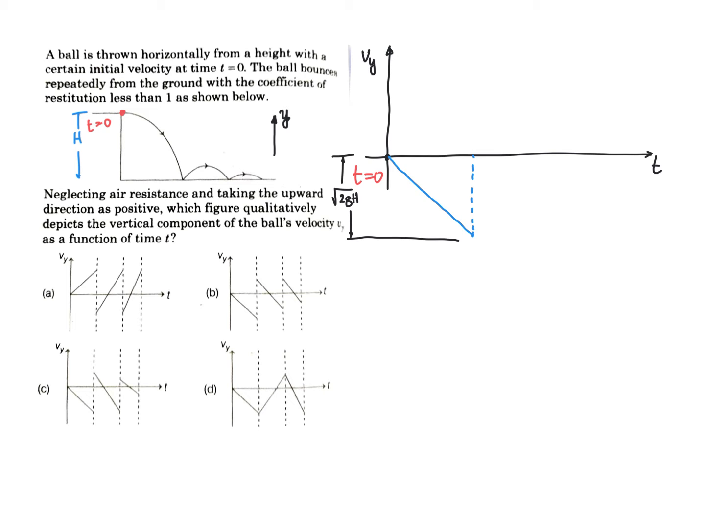Now just after hitting the ground, the ball bounces up, so its velocity becomes e times root 2gh, but that should be with a plus sign. See, on the first collision with the ground, the ball hits the ground with a velocity root 2gh and goes up with a velocity e times root 2gh.